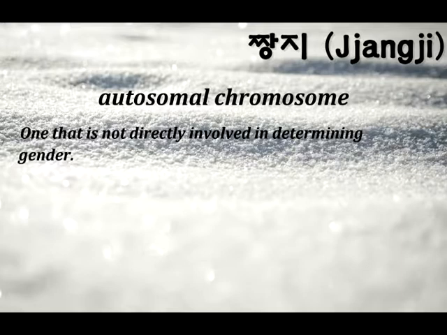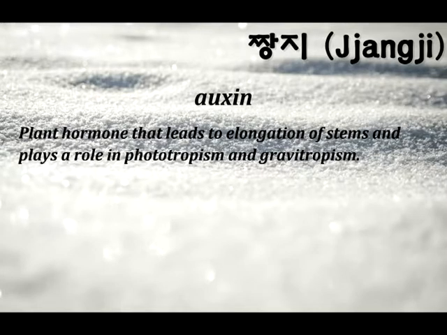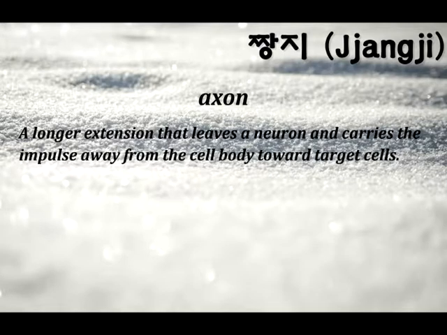Autosomal chromosome, one that is not directly involved in determining gender. Autotroph, an organism that is self-nourishing. It obtains carbon and energy without ingesting other organisms. Auxin, plant hormone that leads to elongation of stems and plays a role in phototropism and gravitropism. Axon, a longer extension that leaves a neuron and carries the impulse away from the cell body toward target cells.